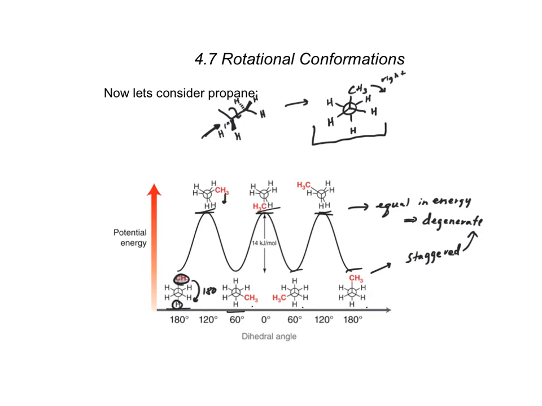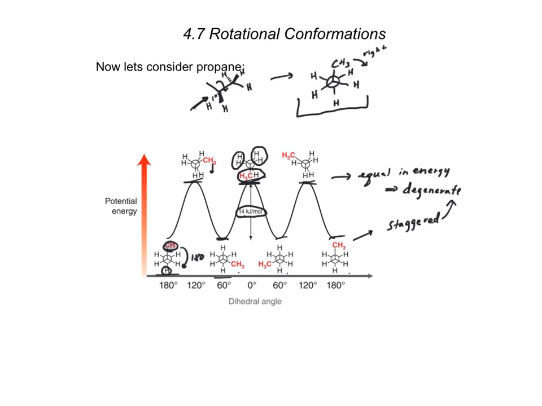Who knows? Okay, so one other thing to note about propane, the only big difference here is the fact that in moving from our staggered to our eclipsed, we have a difference in energy of about 14 kilojoules per mole, right? When we move into the eclipse, we have a hydrogen-hydrogen eclipse, another hydrogen-hydrogen eclipse, and we have a methyl-hydrogen eclipse, right?